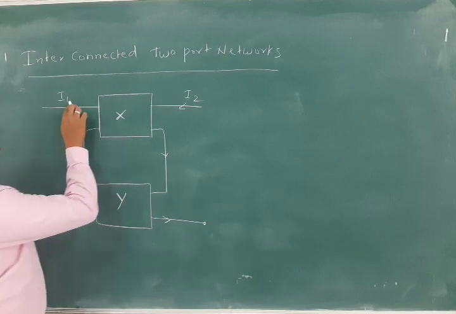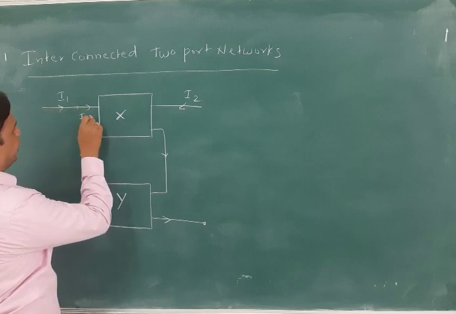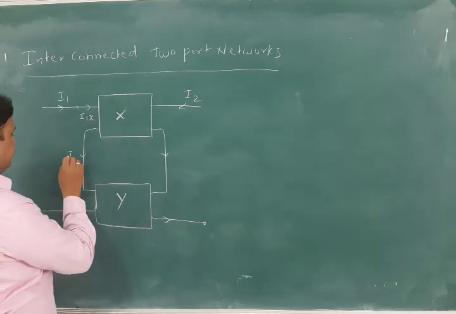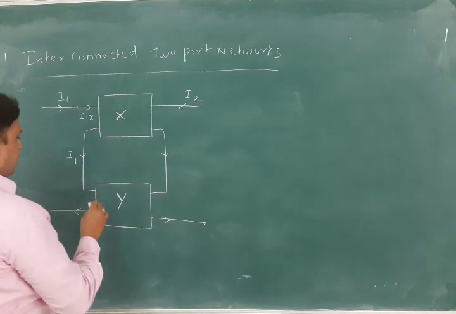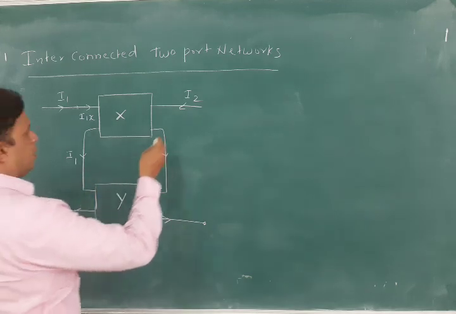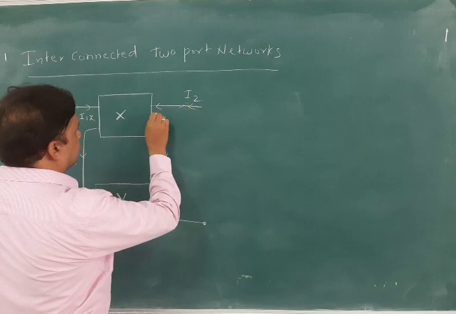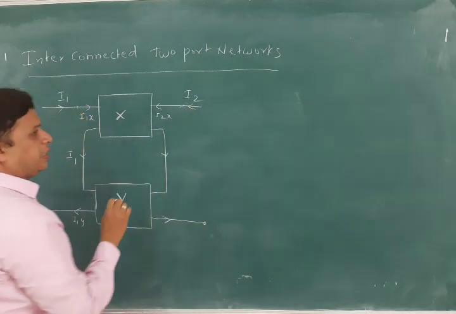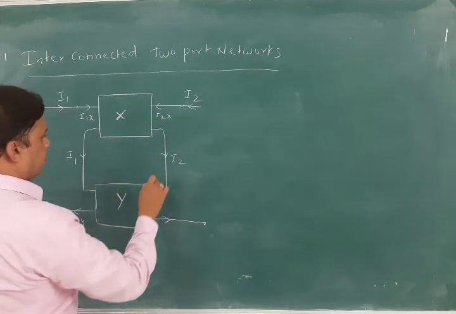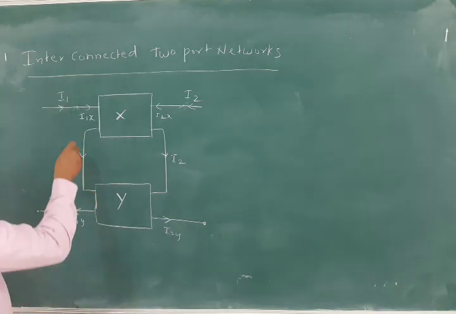The current entering the network X can be written as I1X, and this one is I1, the total current. Here I write I1Y because it is coming from the Y network. In the same way, the current entering here is I2X. For simplicity I write I2X here, I2 as the total current, and here I2Y.